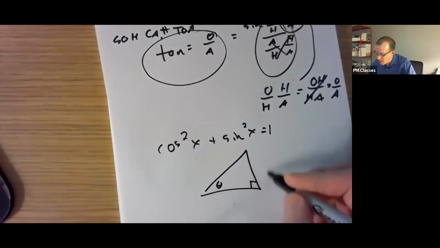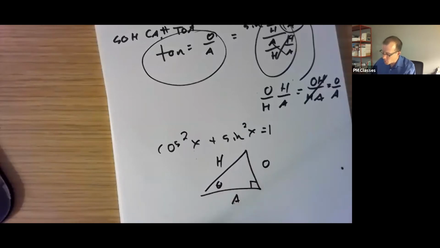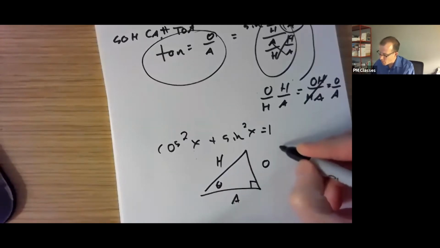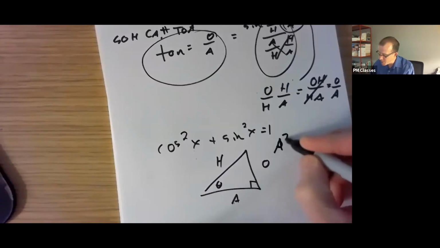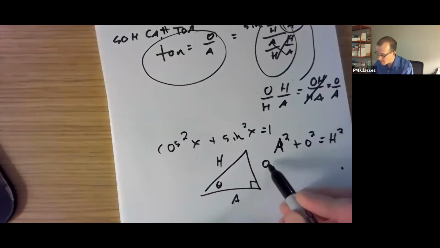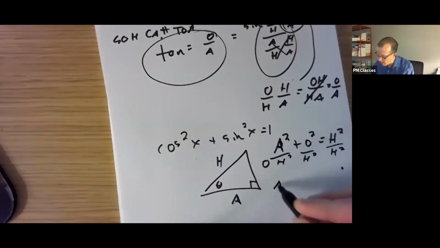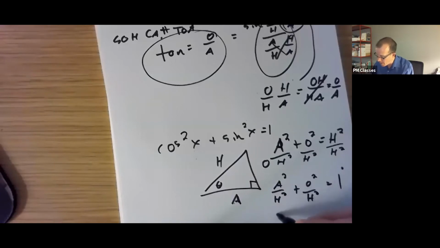So let's call this, again, opposite, adjacent, and hypotenuse. We could agree, let's do this two ways, that the adjacent squared plus the opposite squared would equal the hypotenuse squared, right? A squared plus B squared equals C squared. Now, if I wanted to go a little nuts and divide everything by H squared, I would have A squared over H squared plus O squared over H squared, and that would equal 1, right? And then this could be A over H, squared, and this would be that.